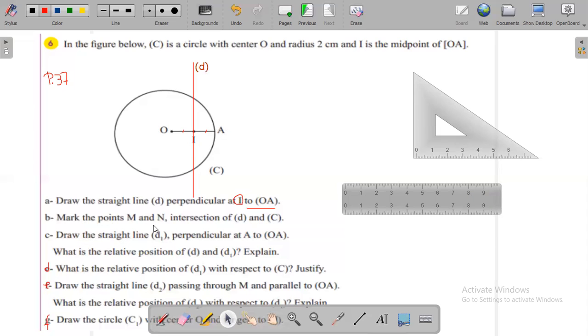Now, mark the points M and N, intersection of D and C. It means where D cuts C. D cuts C in 2 points. The first point here is the point M, and the second point is here. So D cuts C in 2 points, M and N.